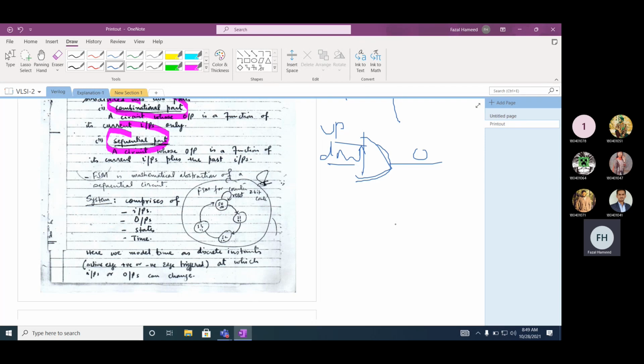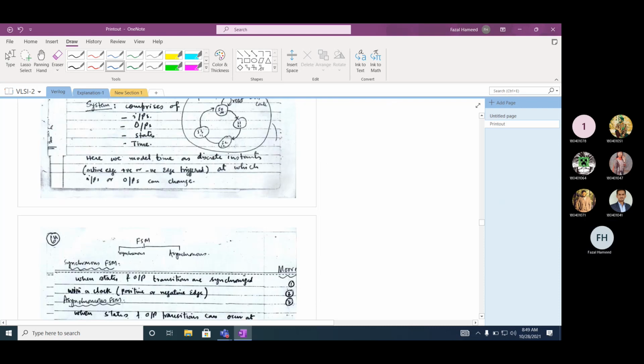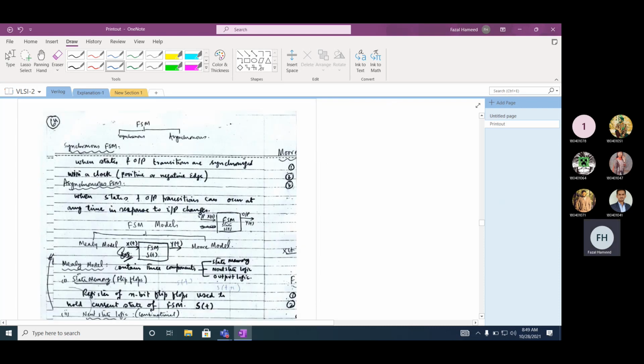What are the inputs? The input is xt, I will explain it later on. And the output is yt. Now there are two types of FSM, finite state machine. One is the Mealy model and another is the Moore model.